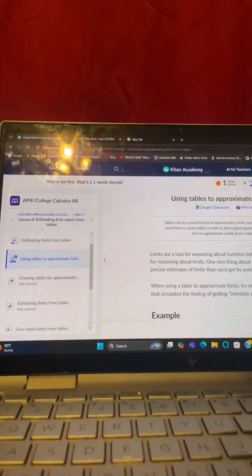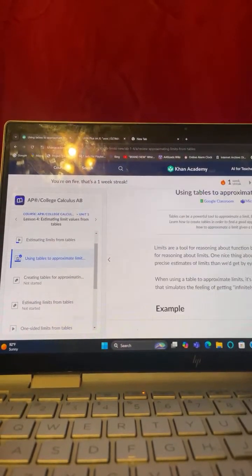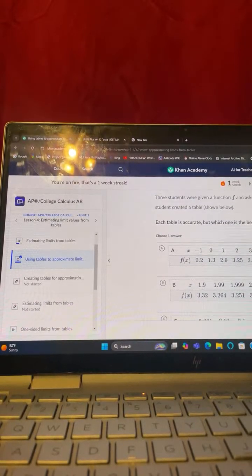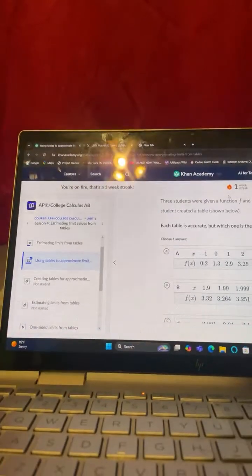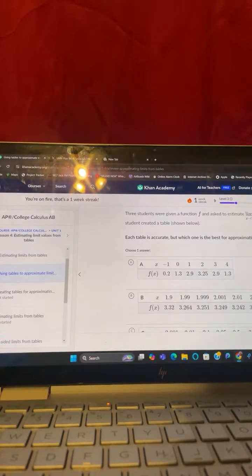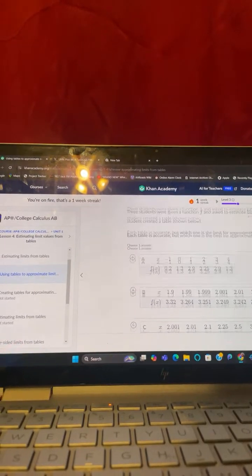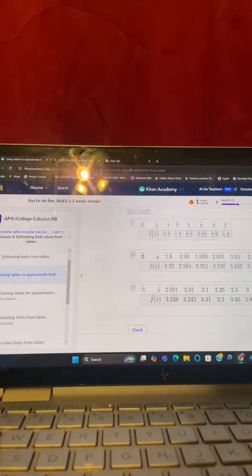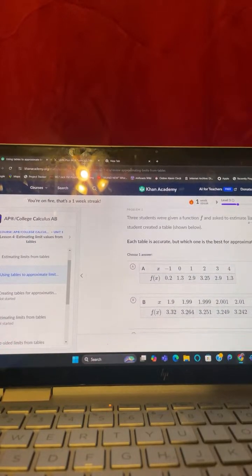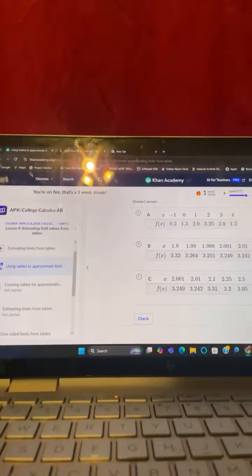And since it does look from both sides that it's 3.68, it looks like the closest one. All right, let's see. 3 students were given a function of f and asked to estimate the limit of x approaching 2 of f of x. Okay. Which is the best one for approximating the limit?